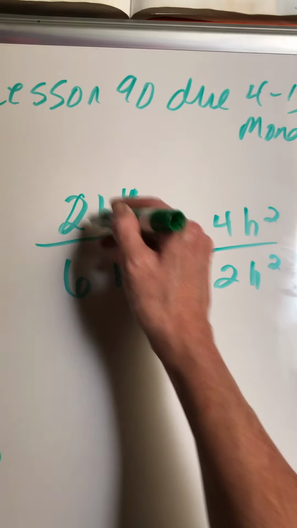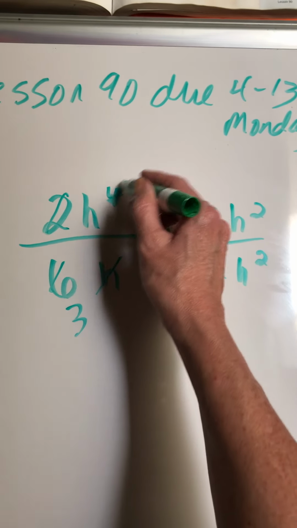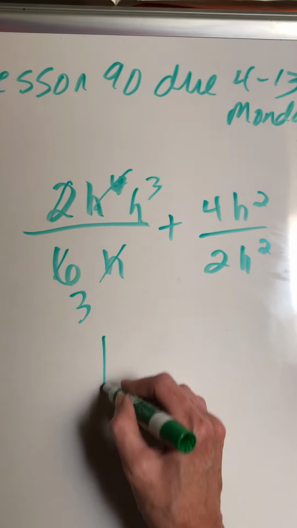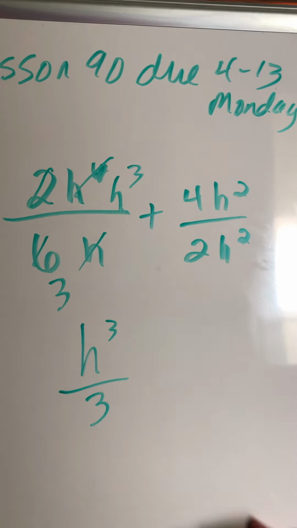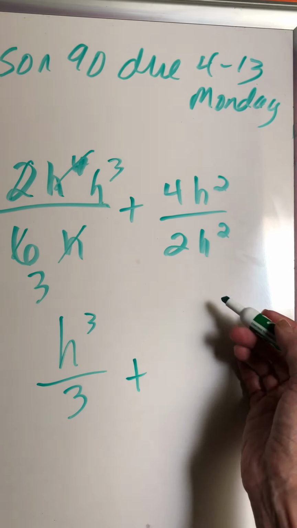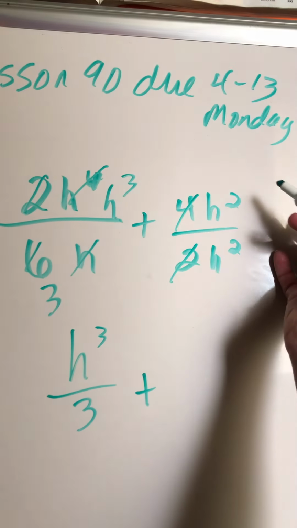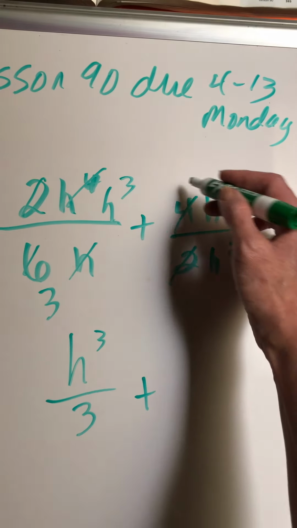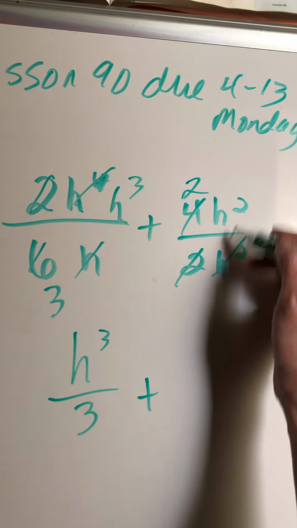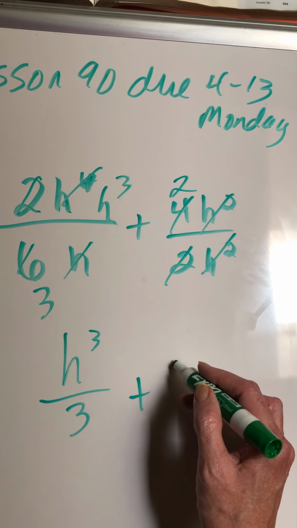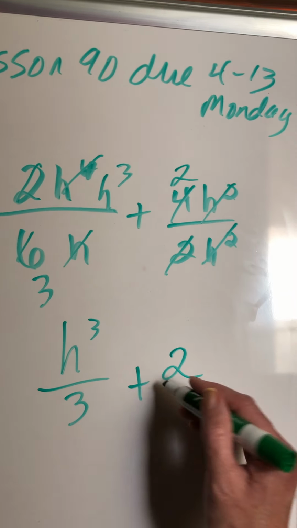For example, 2 goes into 6 and leaves a 3. H goes into h to the 4th and leaves an h cubed. So this is just h cubed over 3 now. Okay? Do the same thing on this one. 2 goes into 4 and leaves a 2. And then the h squareds cancel. So you're just left with 2 over 1.